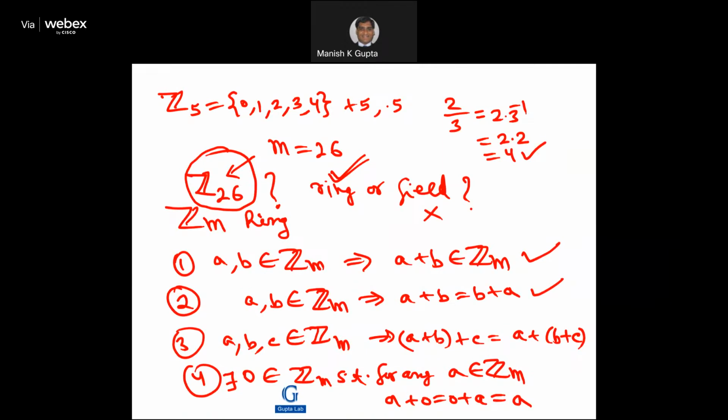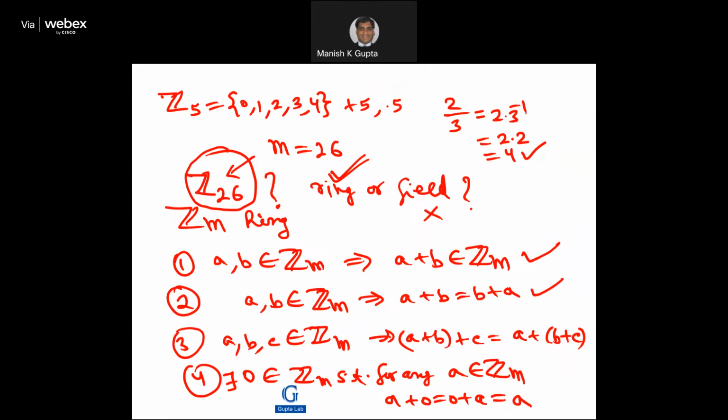Now, another interesting thing for Z5, M is equal to 5. We can make a table and so on. Now what is 2 by 3 in Z5? 2 by 3 is equal to 2 into 3 inverse. 3 inverse is 2 modulo 5. And so 2 into 2 is 4. So 2 by 3 is 4. It's a bit different, right?